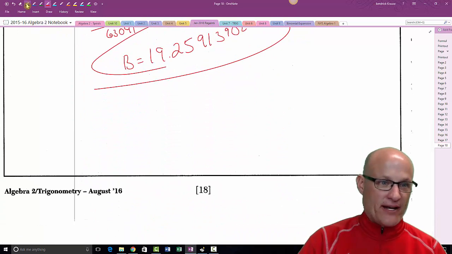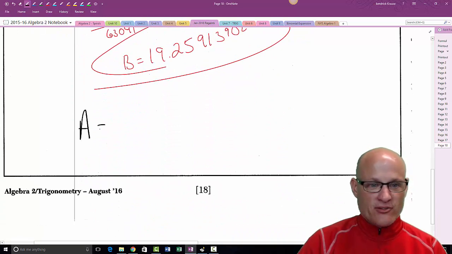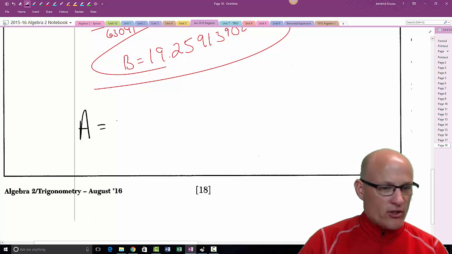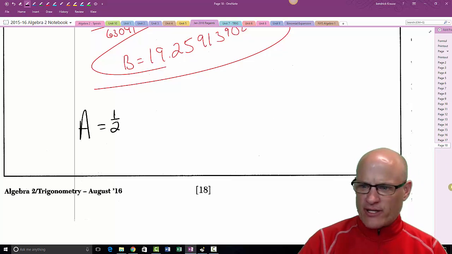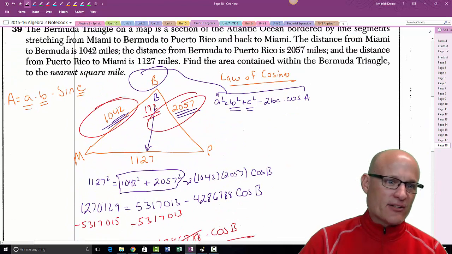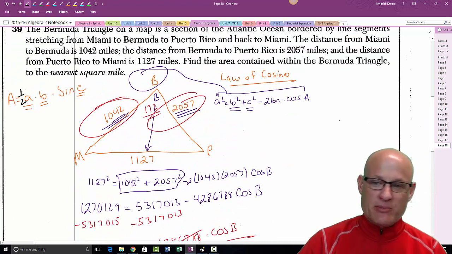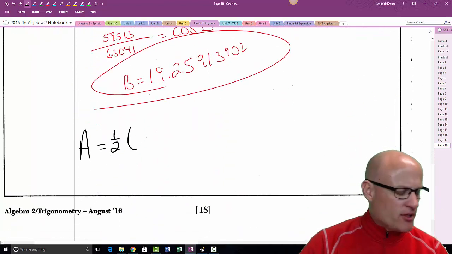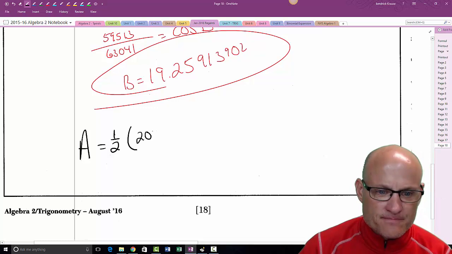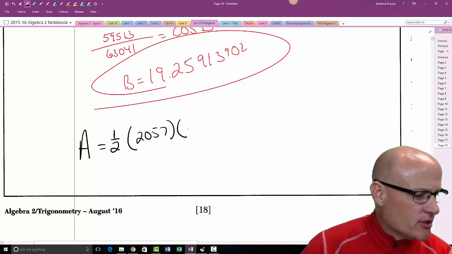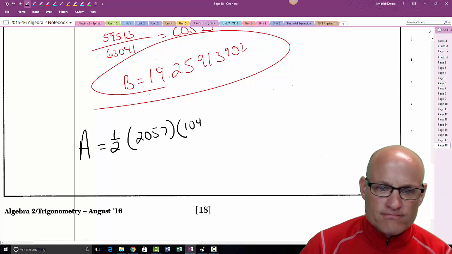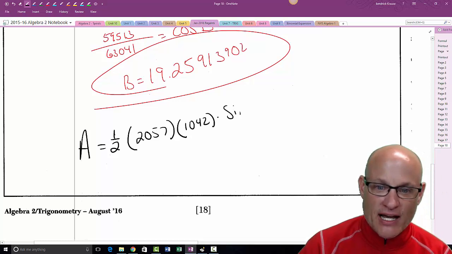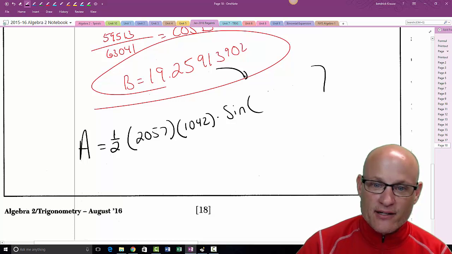So I'm going to come down here. Final answer then, my area is equal to A, which is, 1/2. Did I put a 1/2 in that thing? Oh my gosh, I forgot the 1/2. 1/2 AB sine C. It's on the formula sheet. You should have known that. 1/2 times, let me see my two sides, 2057 times 1042 times the sine of that thing, 19.25913. And I hope you did not round early.